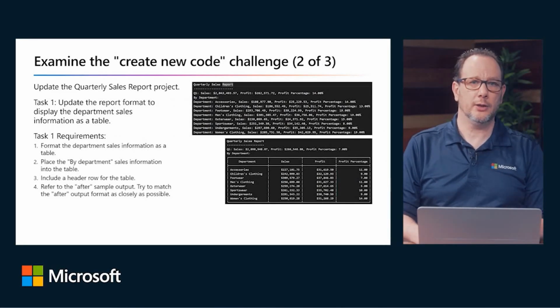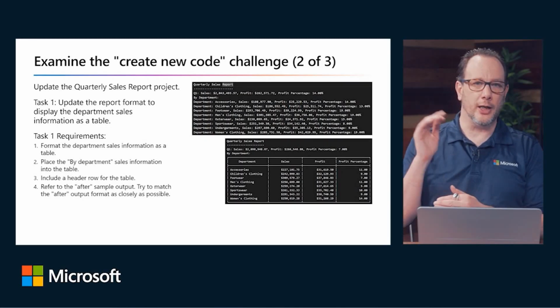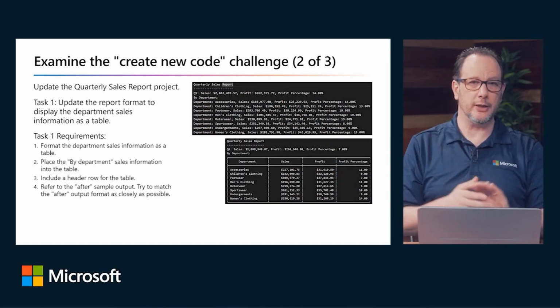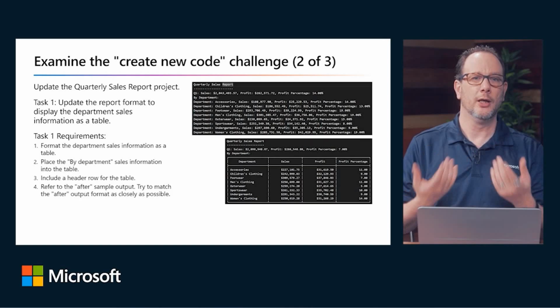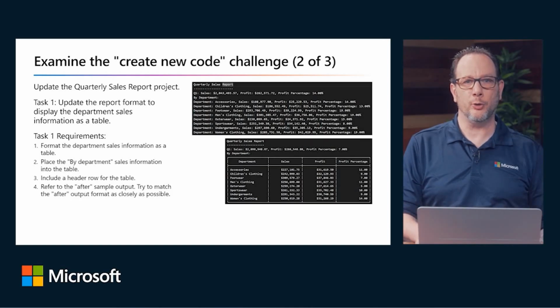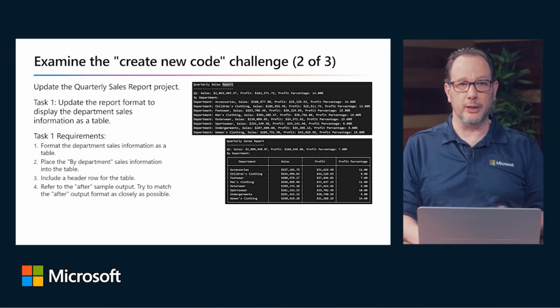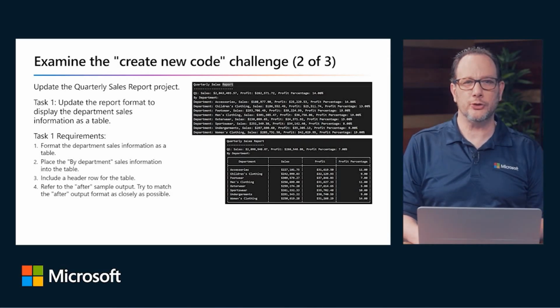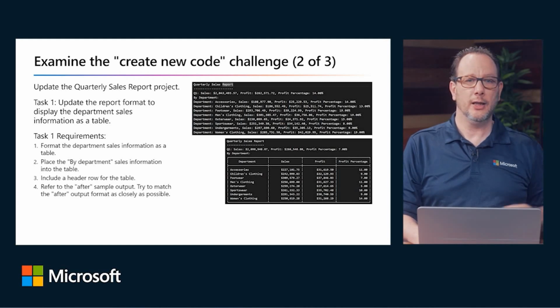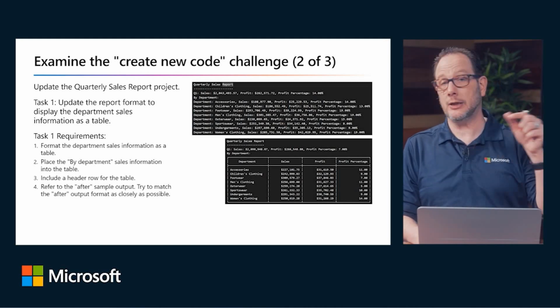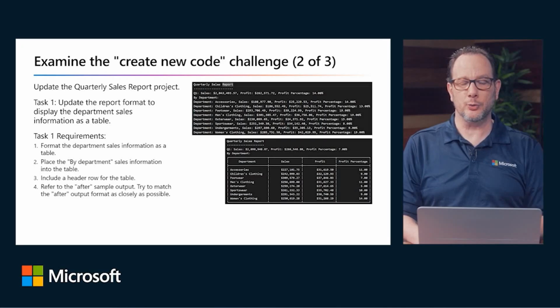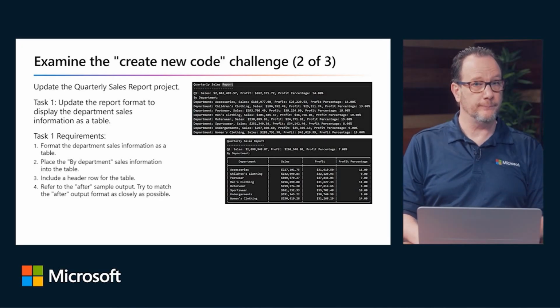So there's a lot of different descriptions here, how to get started, a little bit more details on task 1, task 2. So in task 1, updating the report format, again, has a couple of characteristics. We want you to format the department sales information. We have some descriptions here of what that table should look like, adding the by department sales, including the header row, and then eventually creating the sample output.